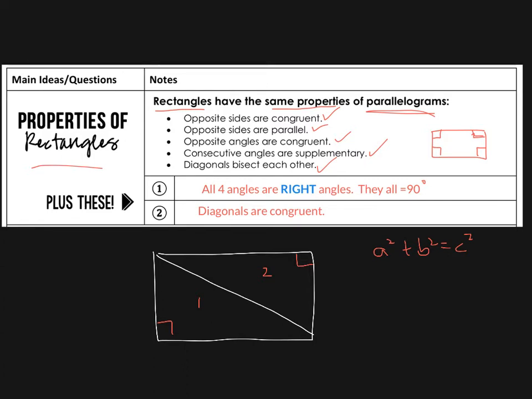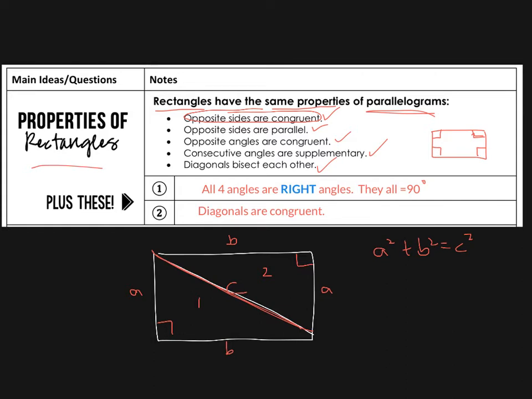Now because opposite sides are congruent, because a rectangle has all the characteristics of a parallelogram, if I call this side length A, this is also A. If I call this B, this is also B. And the hypotenuse we always label as C. And since that's a shared side, these are congruent triangles by side, side, side. So this diagonal is the same exact length for both sides. Well, no kidding, it's the shared side.